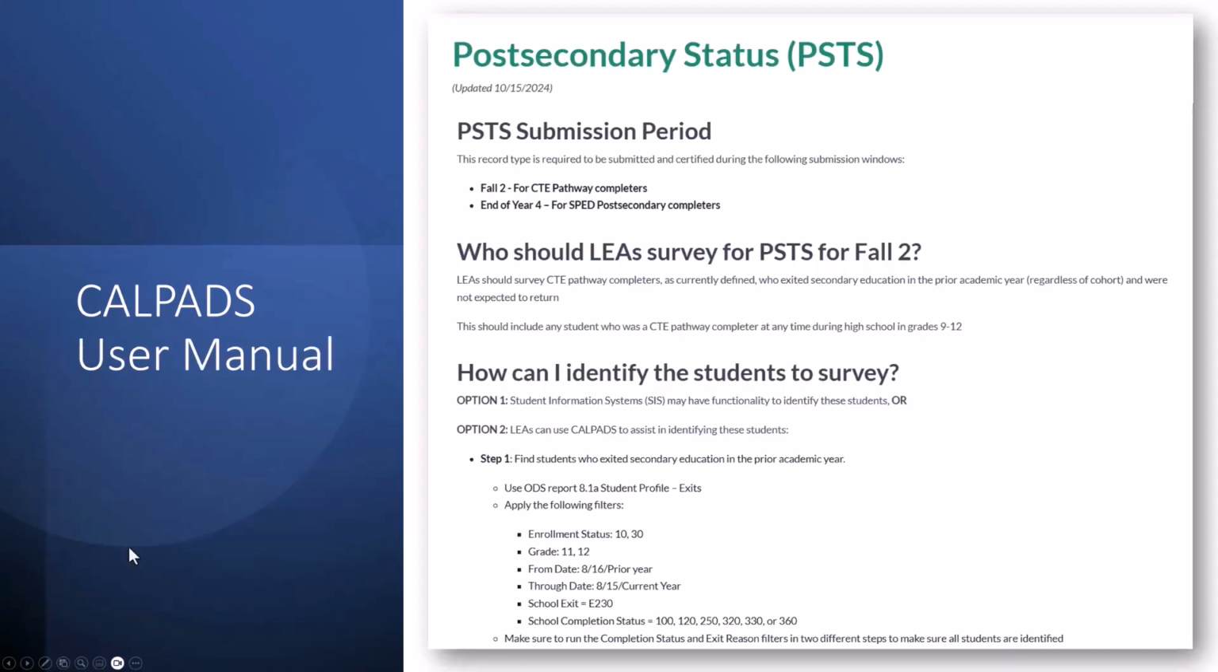The CalPADS user manual is a great reference for PSTS information. If you go to this post-secondary status section, scroll down a bit, you can see that there's a lot of information. It tells you that Fall 2 is for CTE completers. It identifies who should survey, and part of that identification is CTE pathway completers at any time during their grades 9 through 12, which falls in line with the validation. And then there's further information on how to identify a student who should be surveyed.